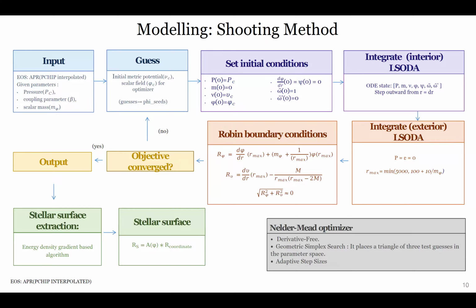Once the objective has converged, which means our residual error has gone to 0, we obtain our output. I've also developed another algorithm that gives a more precise radius, which I will present just after this. Based on that, we do the stellar surface extraction. After that, the stellar surface is obtained by multiplying it with the conformal factor, which takes us back to the Jordan frame, which is the physical frame.